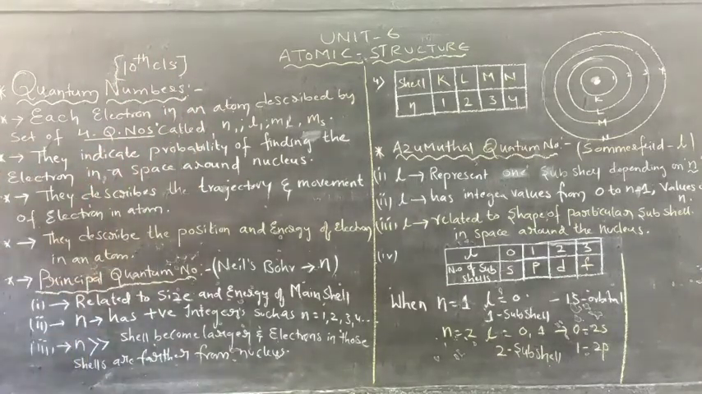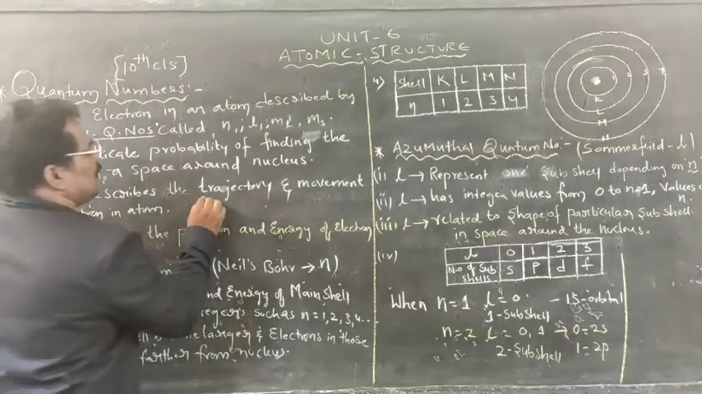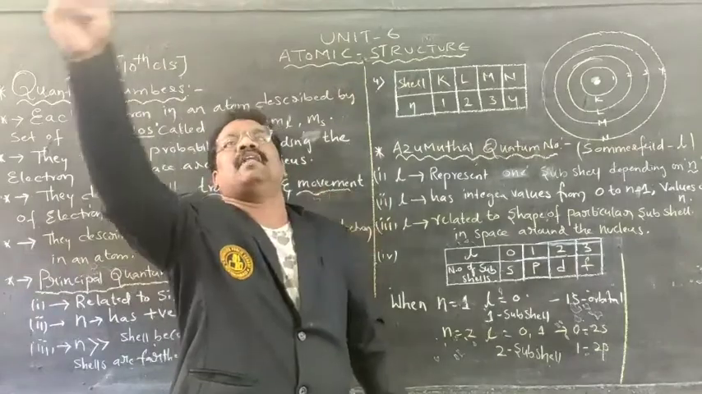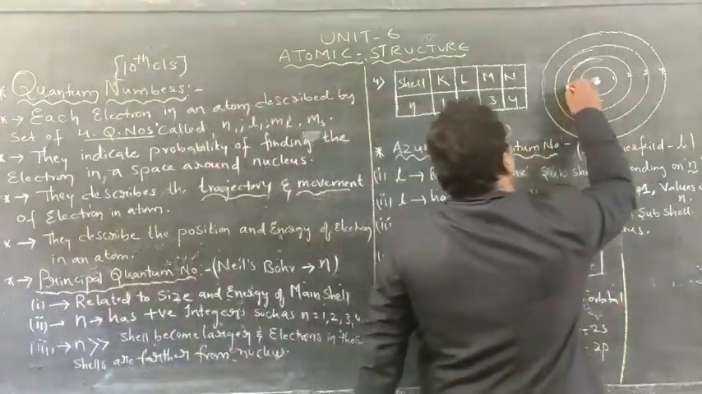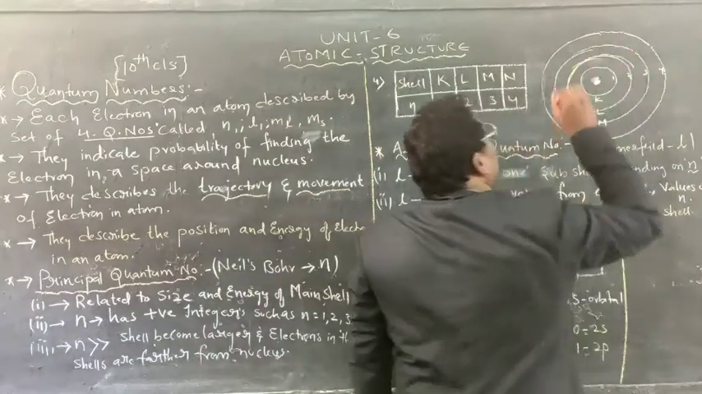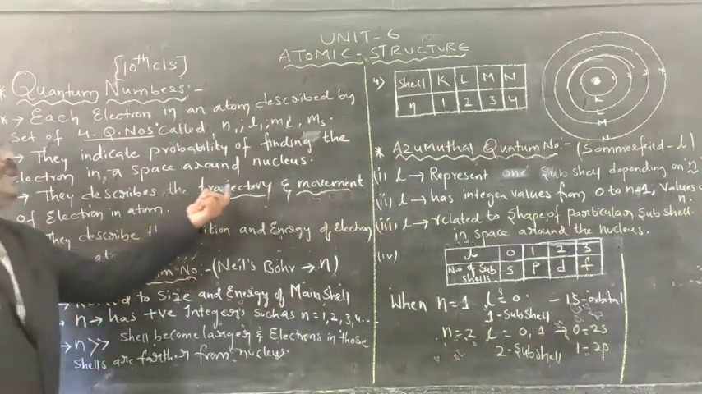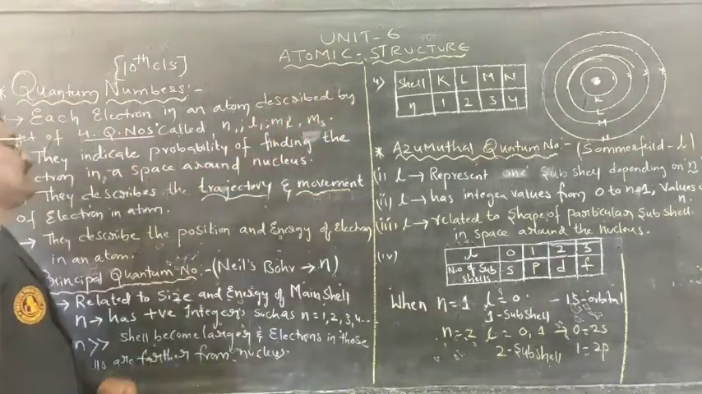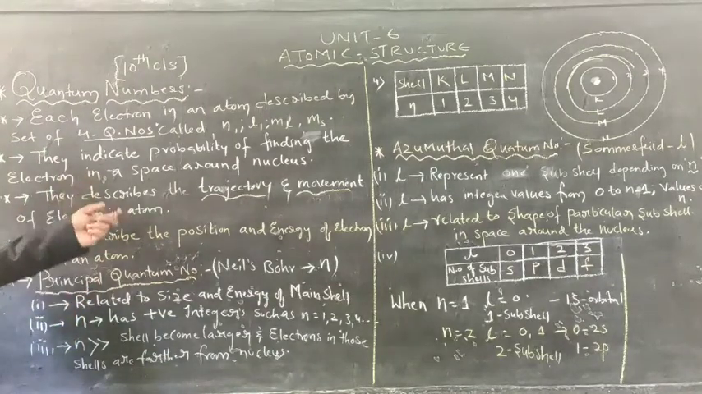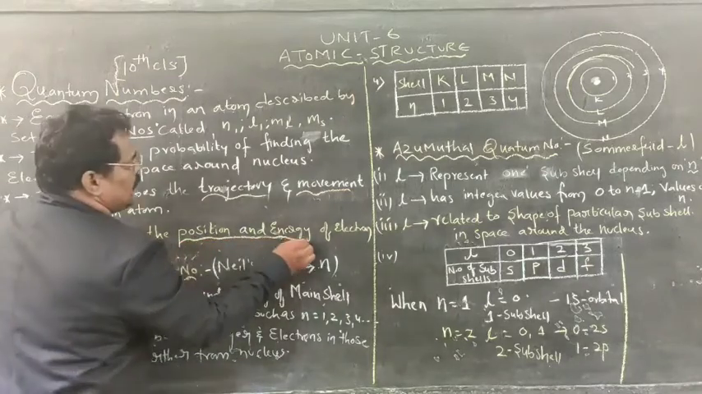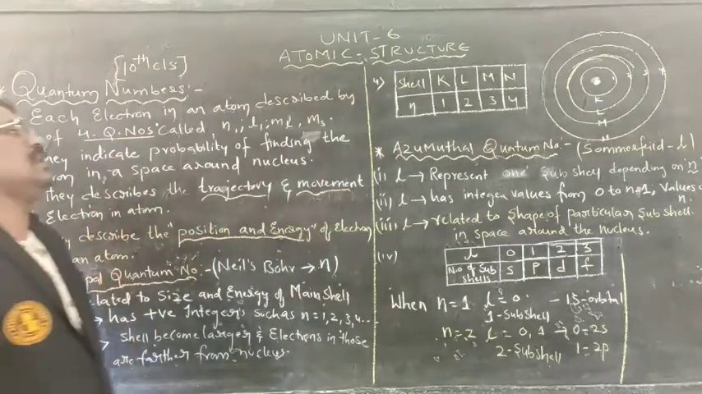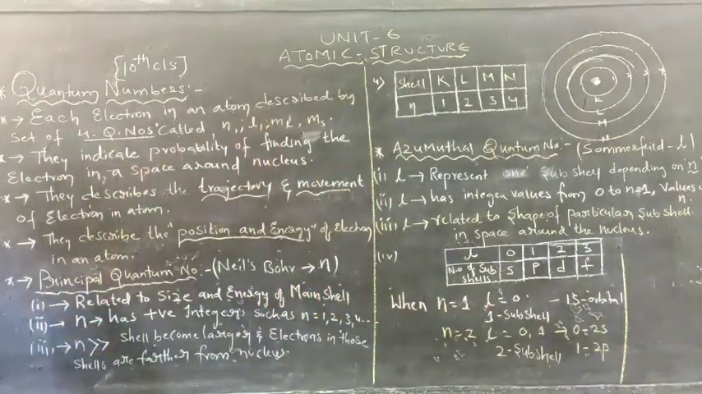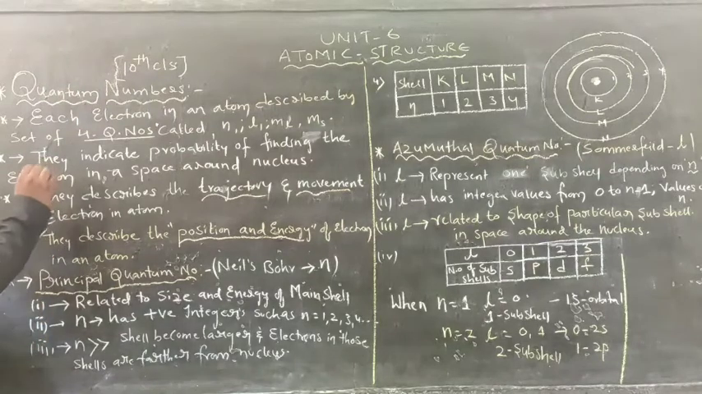These quantum numbers describe the trajectory as well as the momentum of an electron in an atom. What is a trajectory? A parabolic structure, how the electron is moving from here to here. It indicates a trajectory graph. Within an atom, the trajectory as well as momentum of an electron can be identified. Not only that, these quantum numbers give the position as well as the energy of an electron in an atom, existing in a main shell. That is also one more point.